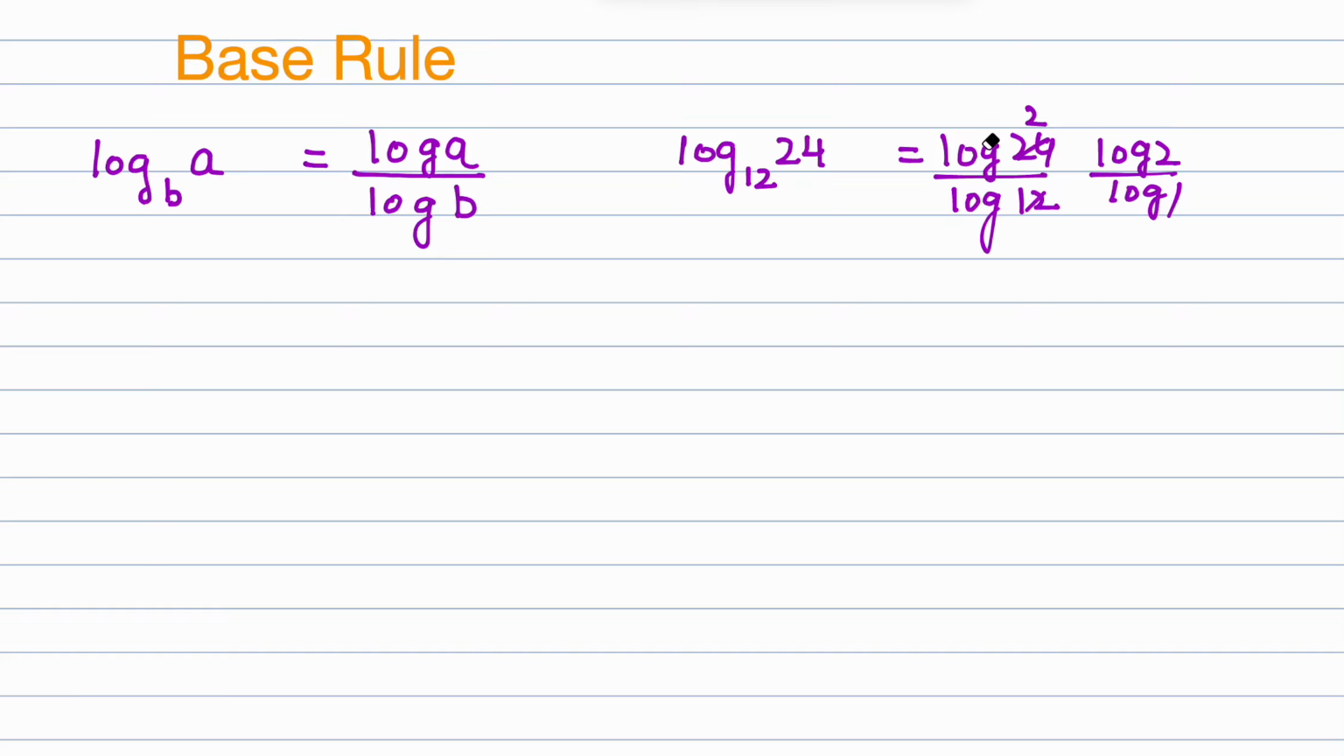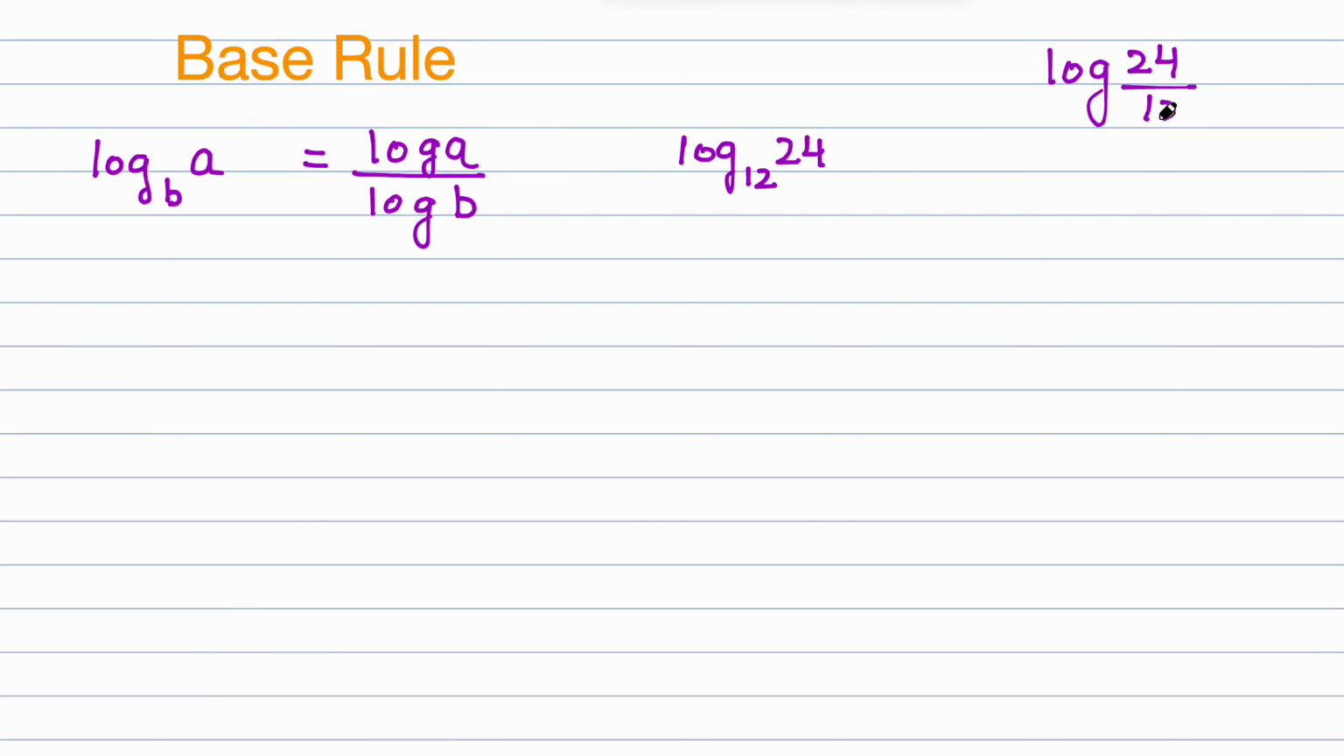First of all, remember this thing. But yes, when we learn other properties where it will be a single log and then 24 upon 12, then you can write it as log of 2. But in case of base rule, base and the value both get a different log, so we cannot cancel this. This is the base rule.